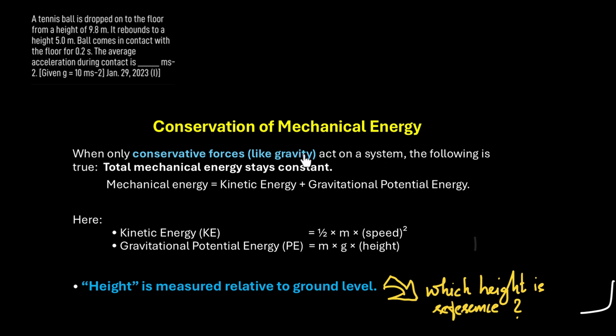So your takeaway is gravity is a conservative force, and when only gravity is acting, you can make use of this concept, conservation of mechanical energy. The following is true: total mechanical energy stays constant. What is mechanical energy? Sum of kinetic energy and gravitational potential energy, or in simple terms, potential energy. Which means half mv squared plus mgh will be constant throughout the motion.